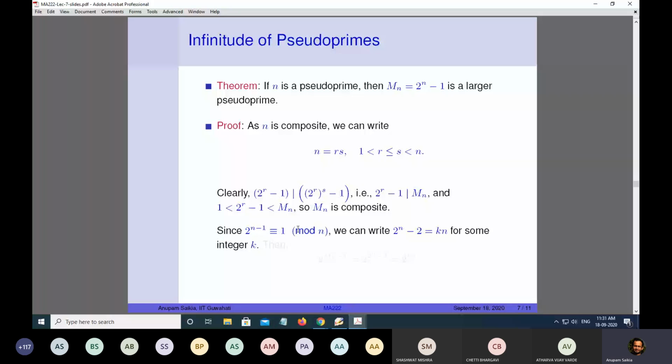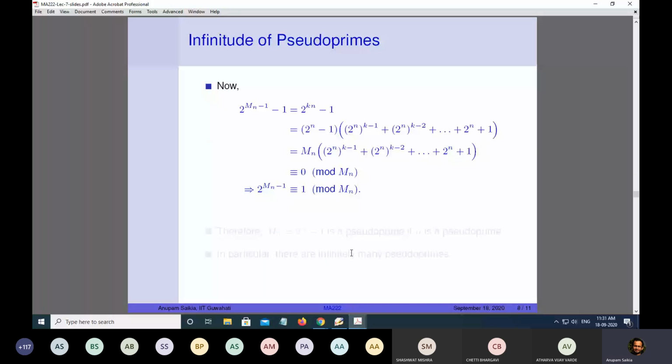So let's look at 2 to the power mn minus 1. It is 2 to the power 2 to the power n minus 2. But I know that this is a multiple of n, so it is 2 to the power kn. So what will I get? I'll subtract 1 from both sides, and if I think of 2 to the power n as x, it is like x to the power k minus 1, which I'm factorizing as x minus 1 times x to the power k minus 1 plus x to the power k minus 2 plus dot dot dot plus x plus 1.